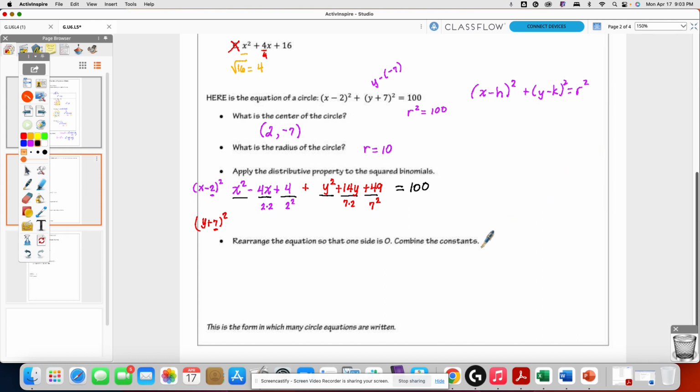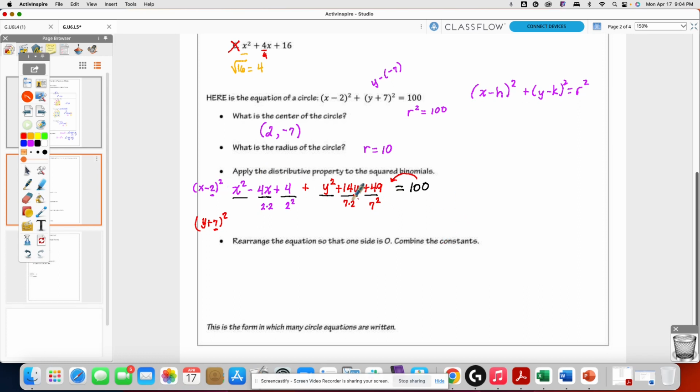Now, next bullet. Rearrange the equation so that one side is 0. So that means we want to take the 100 here and move it over to the left side. Okay? Or we subtract 100 from both sides, in other words. So let's rearrange this so that this is equal to 0. So we're moving the 100 from the right side to the left side. Okay? And when you move a term from one side to the other side, you have to change the sign.